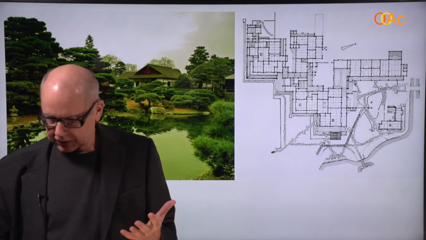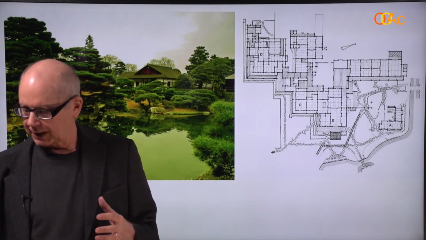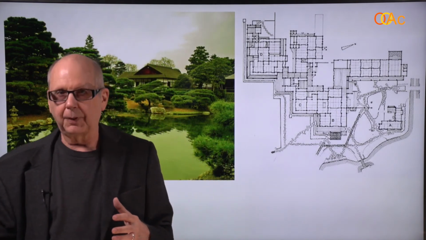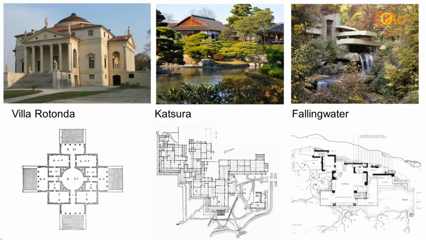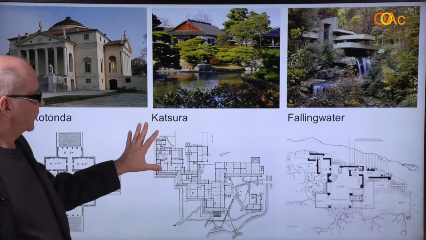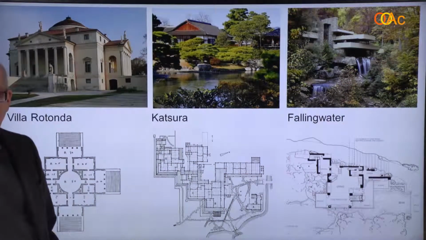In the traditional East, we see the human being as integral with its landscape as opposed to standing outside and above it. Now, let's look at something. Here is Villa Rotonda. In the middle is Katsura. And then finally, on the right is Frank Lloyd Wright's Fallingwater. Which of these other two is Frank Lloyd Wright's architecture more like? So there's something for you to think about.